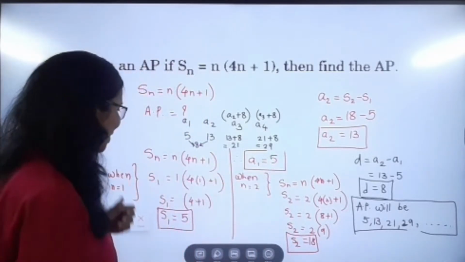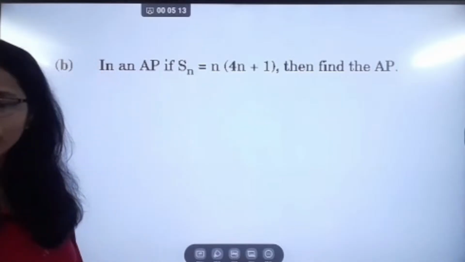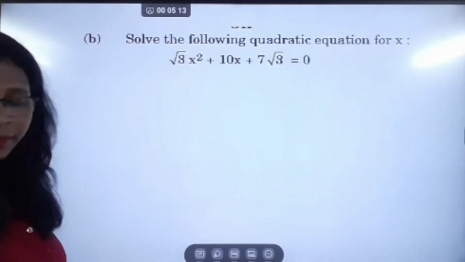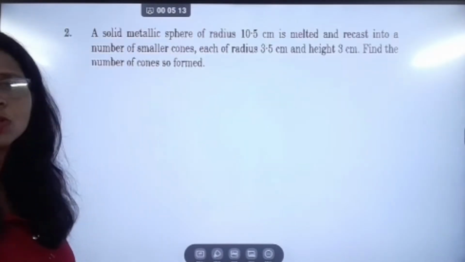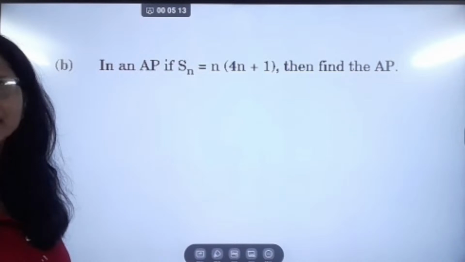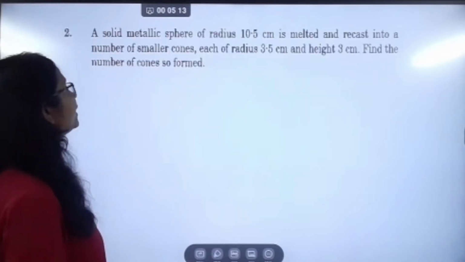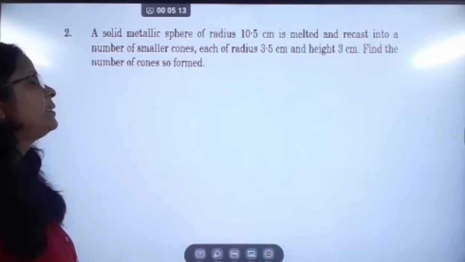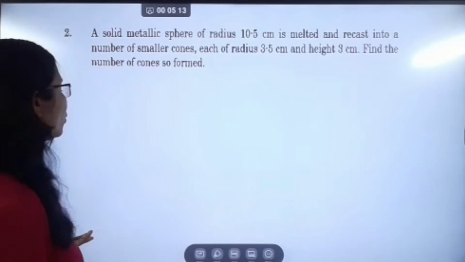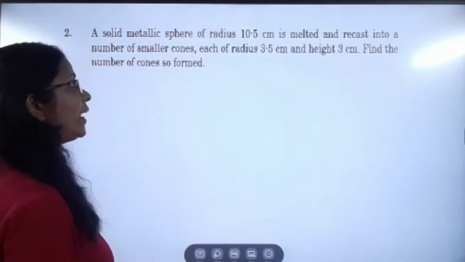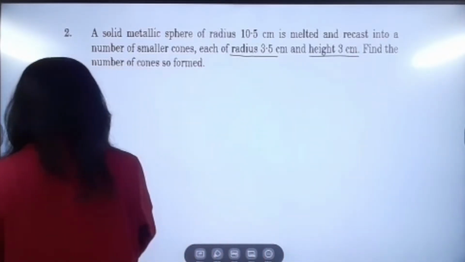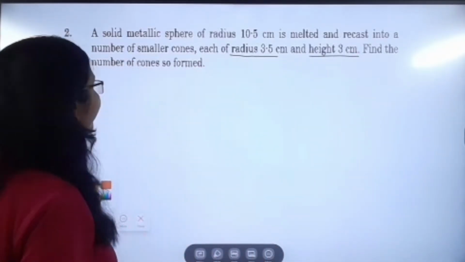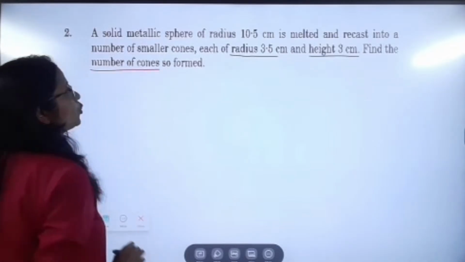Okay student, the next question will be, I think, question 2A. It will be question 2A, students. Okay, see here, question 2. A solid metallic sphere of radius 10.5 centimeter is melted and recast into a number of smaller cones, each of radius 3.5 centimeter and height 3 centimeter. Find the number of cones so formed.